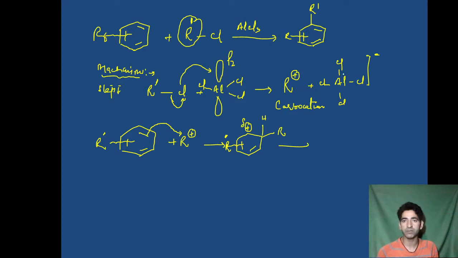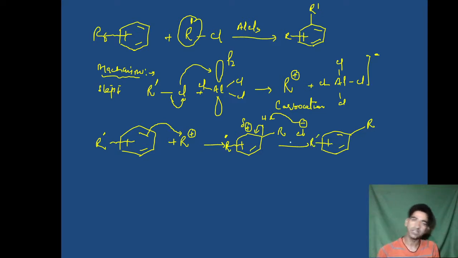In the next step, this AlCl4 gives me back Cl minus. This acts as a base. It abstracts the proton and aromaticity is regenerated. So I get the substituted product. A double bond is created over here. This is my substituted product, that is, the alkyl group has been substituted. So this is the Friedel-Crafts alkylation reaction.